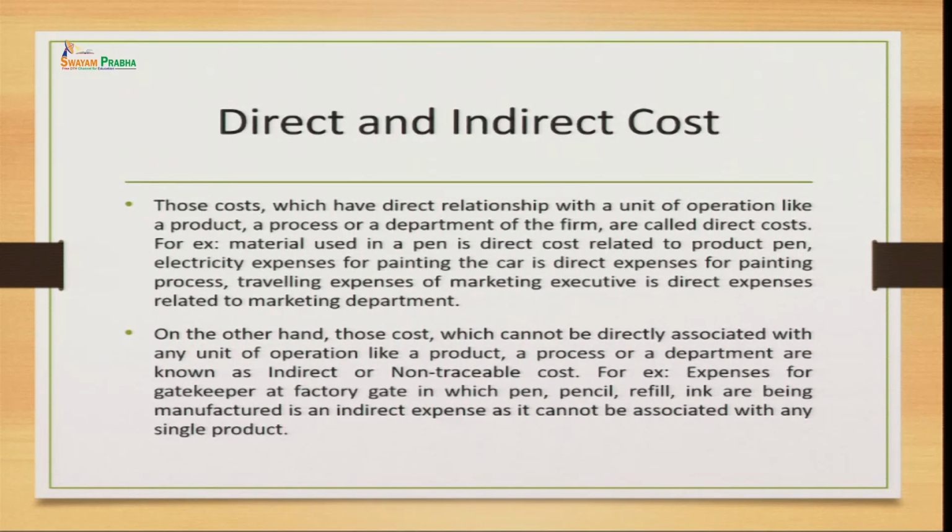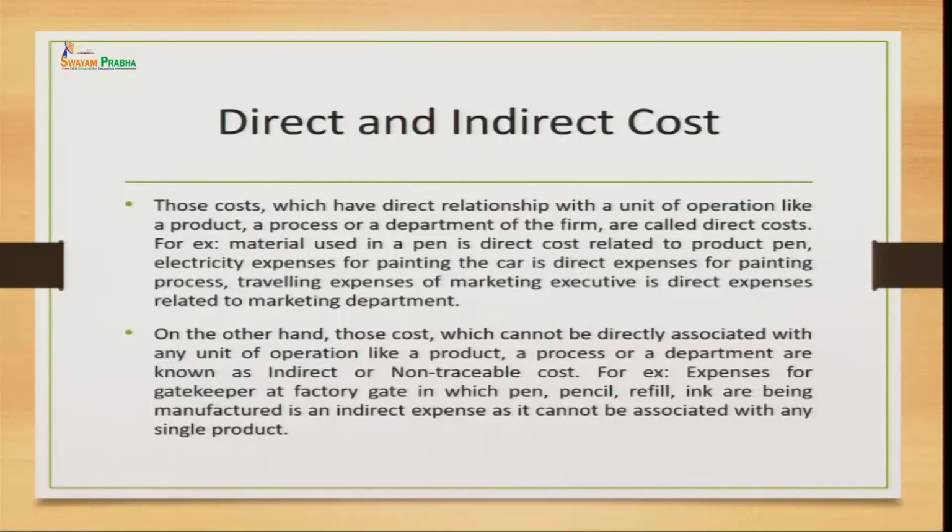Now, next is direct and indirect cost. Direct cost is very simple to understand: the cost which you can directly associate to a particular process, a particular product, or a department. If any cost has a direct association, then it is considered a direct cost. Whereas, if you are not able to have a direct association with the product, process or department, then those costs are considered indirect costs.